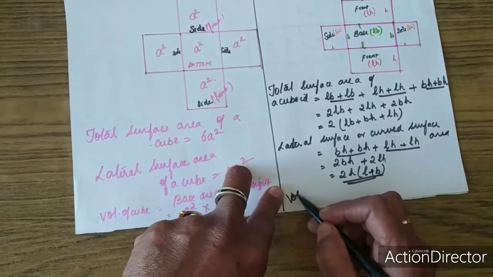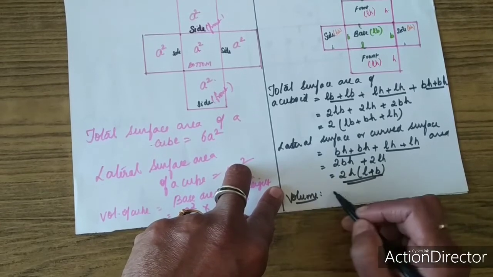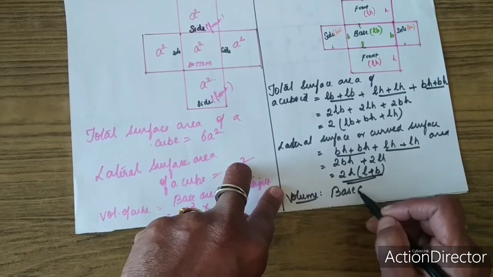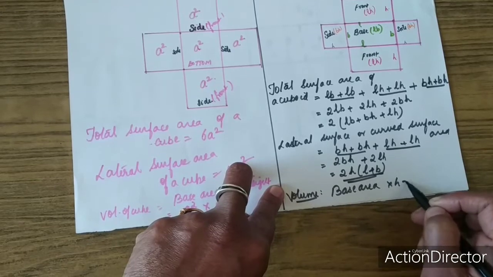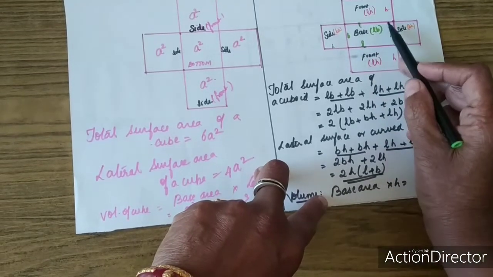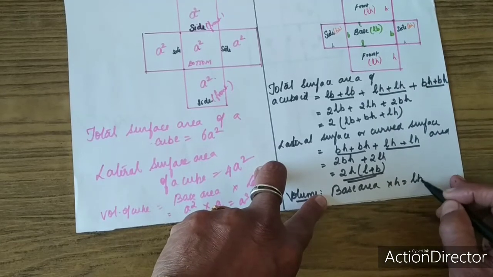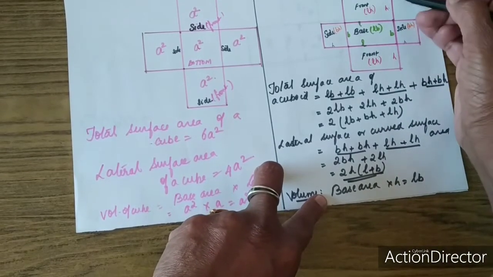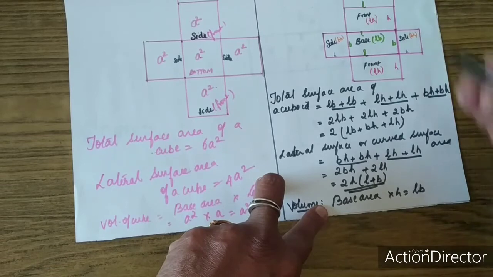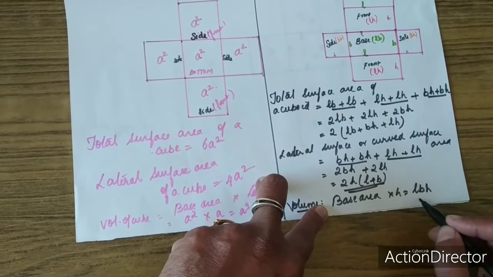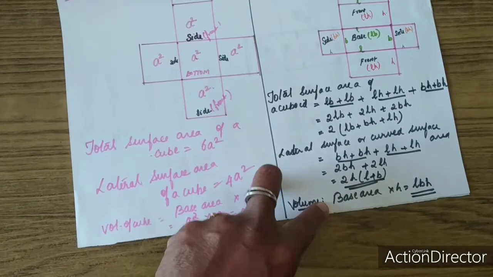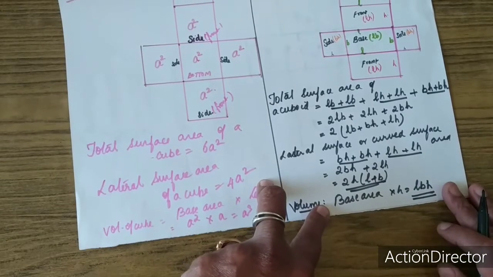Coming to volume, volume is nothing but base area multiplied by height. What is the base area? Base area is nothing but the floor of the room, which is nothing but LB, and H is nothing but the height of the room. So the volume of the cuboid is equal to L into B into H.